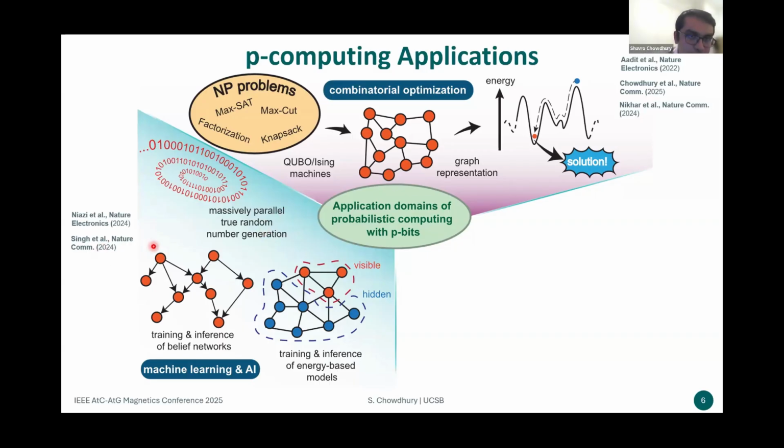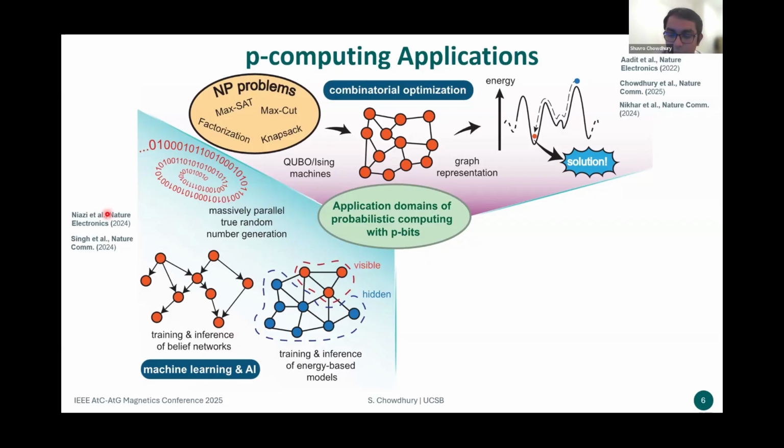Now you can also apply p-bits in the machine learning and AI field. You can use them to train and infer from belief networks and energy-based Ising models. Also some references from our recent work from our group.